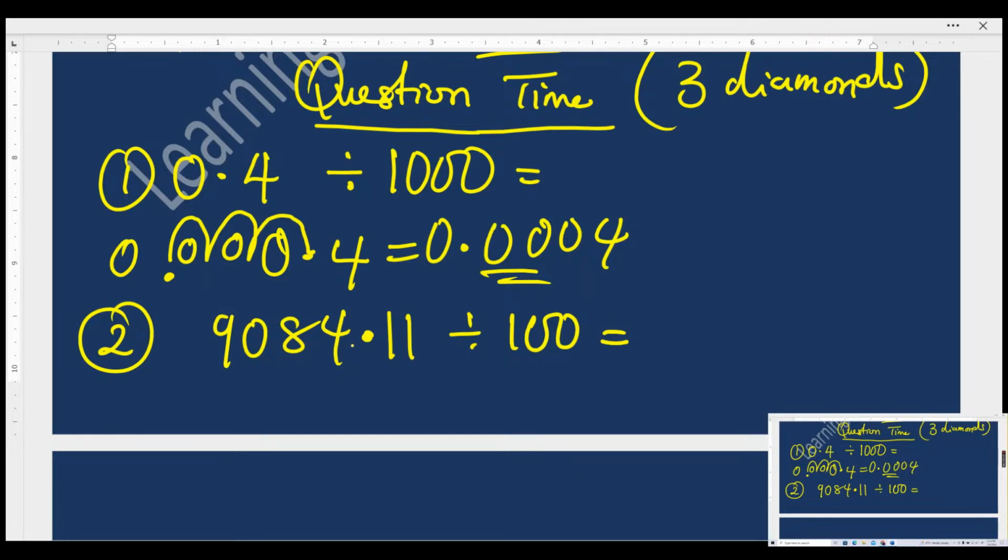9084.11 divided by 100. So move the decimal point 2 places to the left because 100 has 2 zeros. Let's move it 1, 2. So the answer will be 90.8411. Amazing.